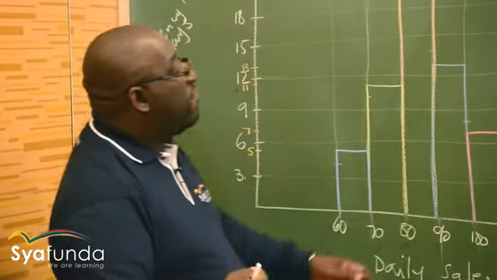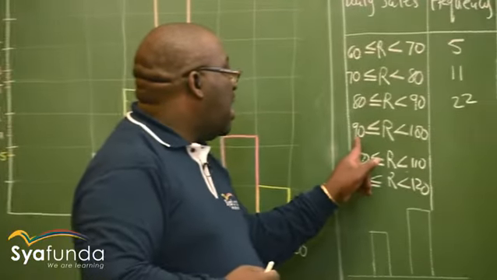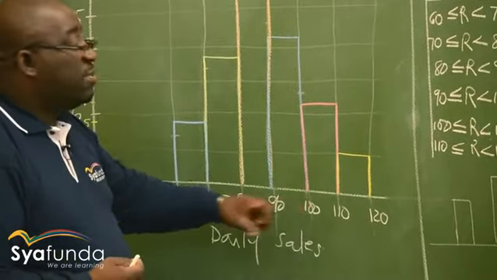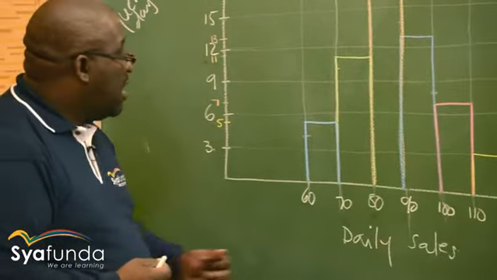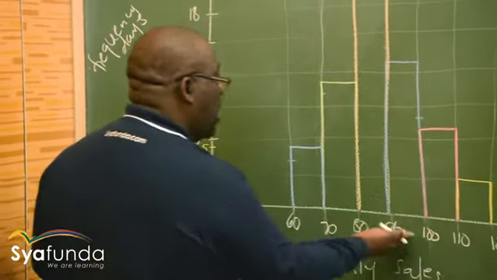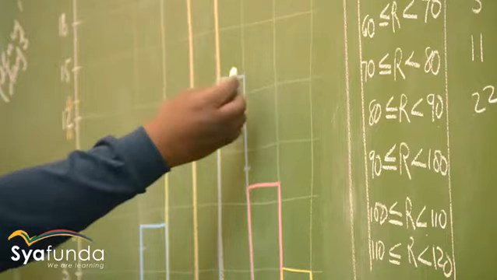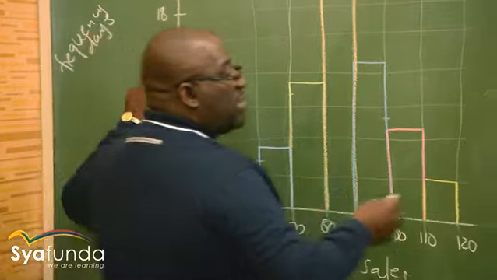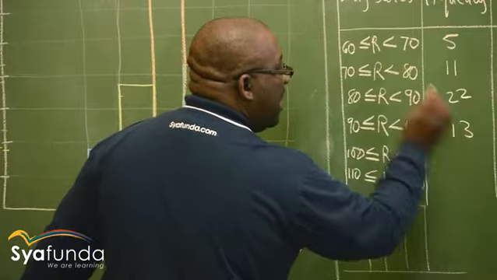Let us now find the frequency between 90 and 100. It is important that you must be able to read these graphs. Between 90 and 100, what is the frequency there? You go up to the actual bar, you read the frequency on that side. It is 13. The frequency there is 13.